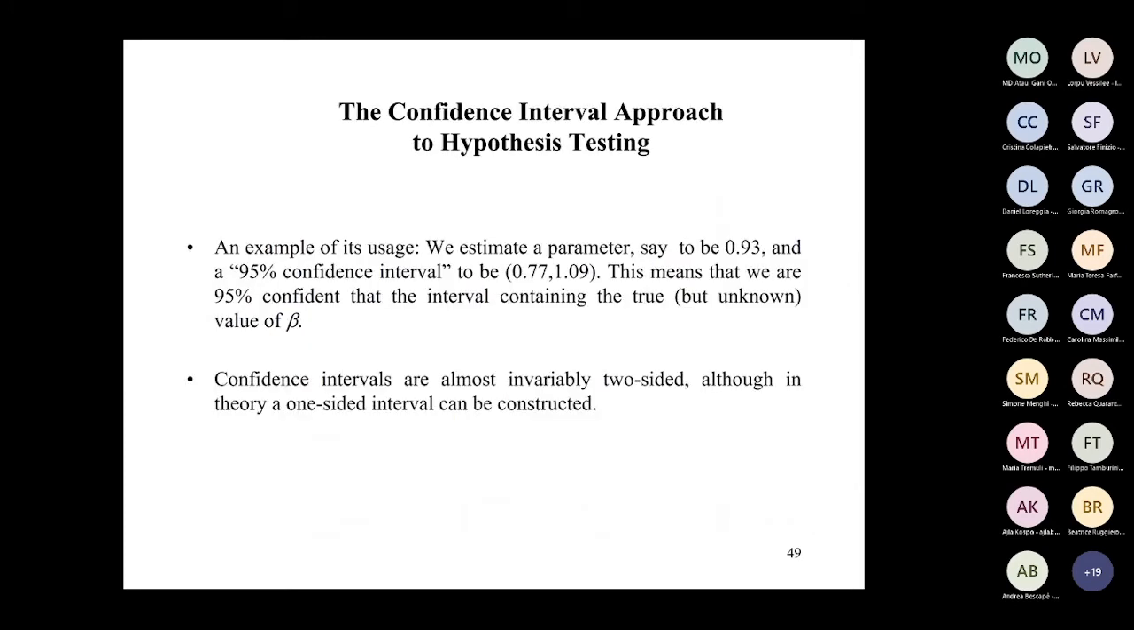Now, the other thing which is important is the second approach we talked about, the confidence interval. What does the confidence interval include? The confidence interval includes all the likely values of a coefficient, of a parameter. So for example, you estimate a coefficient, let's say 0.93, and the 95% confidence interval is 0.75 to 1.09. What does this imply?